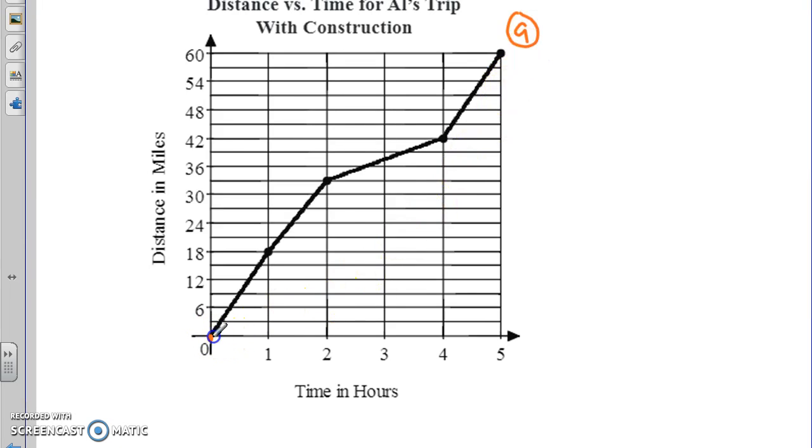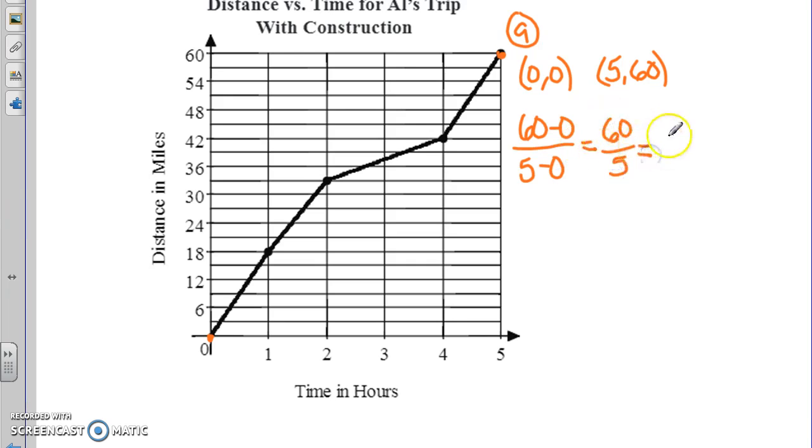At 0 hours, his distance is 0, so that's (0, 0). And then at 5, his distance is 60, so that would be (5, 60), and then just plug it into your formula. 60 minus 0 over 5 minus 0 equals 60 over 5, which is 12 miles per hour. Your sentence would say, Al's average speed for the time interval 0 ≤ t ≤ 5 is 12 miles per hour.